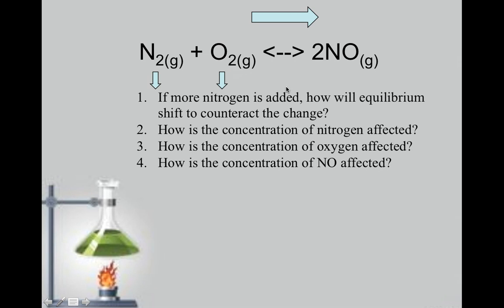And how is the concentration of nitrous oxide affected? Well, if we're shifting to the right, we're trying to make more products. We were trying to get rid of the extra stuff over here on this side of the reaction. So that would be increasing.